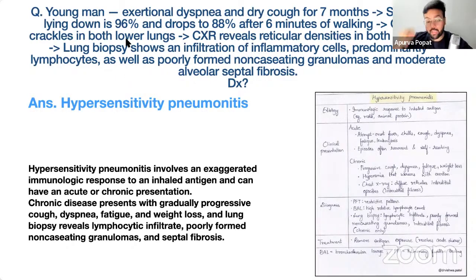But in reality, their symptoms should go away, at least after 6 weeks, when you're removed from the exposure, at least in the acute settings. But if symptoms do not improve, that means it is something else. Okay, very important. All right, next question.